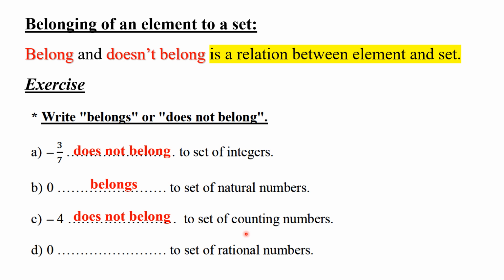Last one, letter D, 0 and the set of rational numbers. The rational number set is the mother of the sets. We have all numbers, all decimals and all fractions in this set, so 0 belongs to the set of rational numbers.